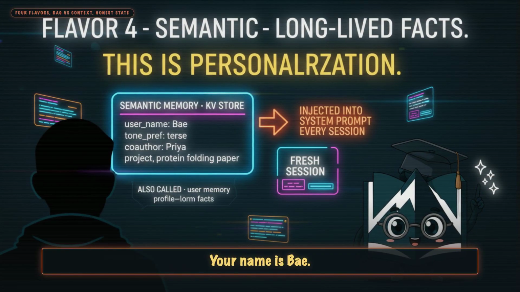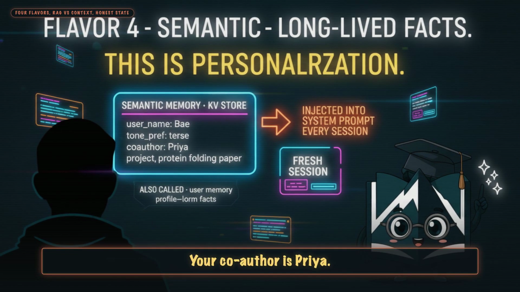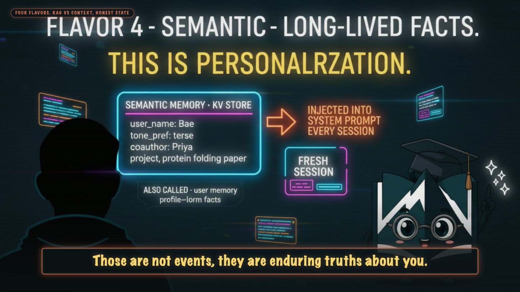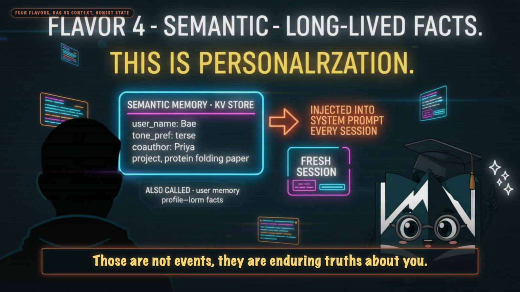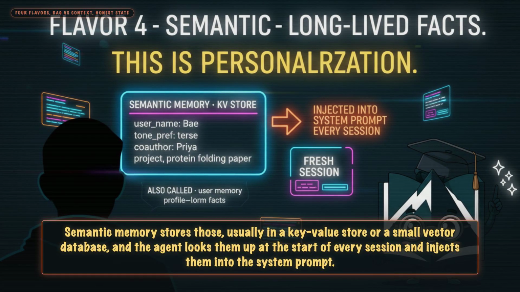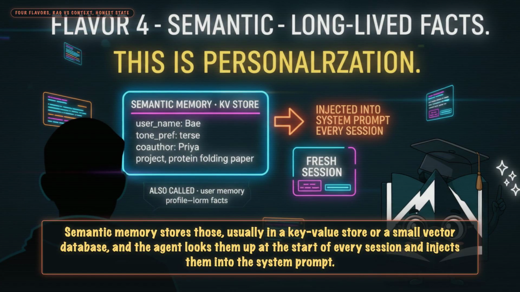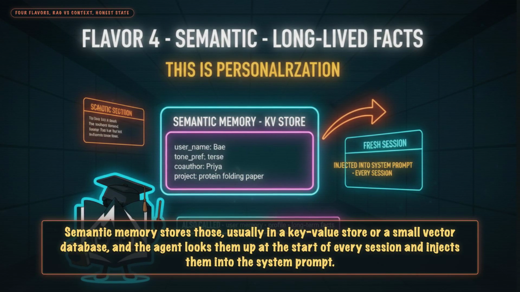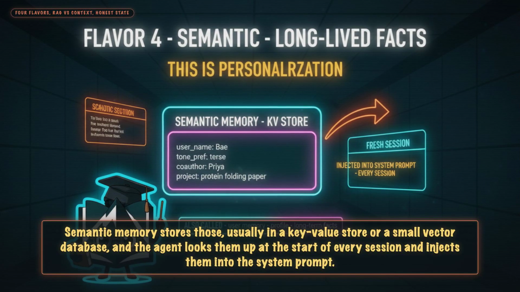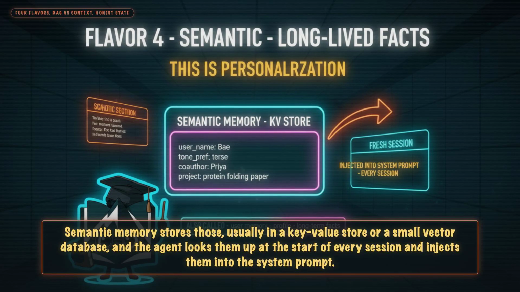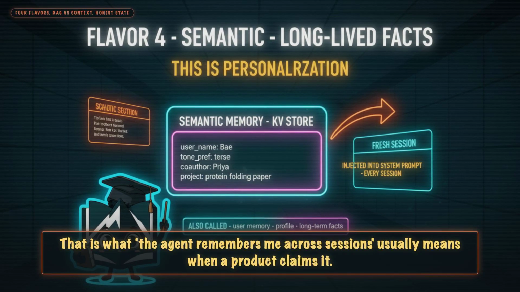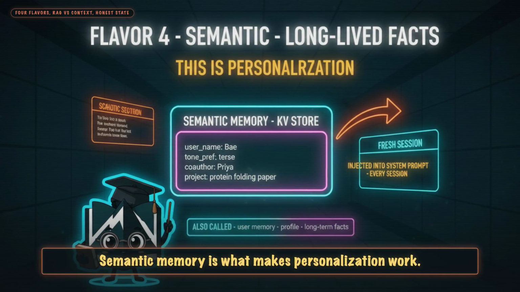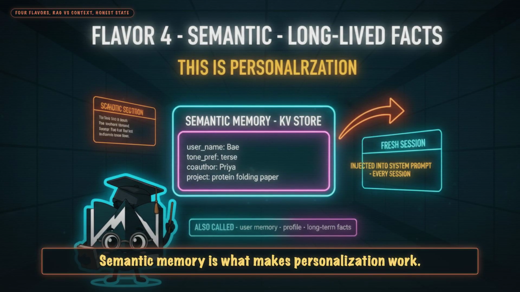Flavor 4. Semantic memory. This is long-lived facts. Your name is Bay. You prefer terse answers. Your co-author is Priya. Your paper is about protein folding. Those are not events, they are enduring truths about you. Semantic memory stores those, usually in a key value store or a small vector database, and the agent looks them up at the start of every session and injects them into the system prompt. That is what "the agent remembers me across sessions" usually means when a product claims it. Semantic memory is what makes personalization work.